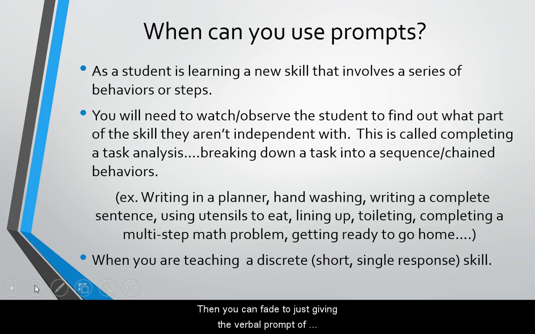Then you can fade to just giving the verbal prompt of touch cat. When teaching students a skill of keeping their hands to themselves, you may first have to physically move the student's hand to their lap or side. As time passes, you can fade that full assistance to modeling the behavior yourself, and then to just a cue. Where should your hands be?